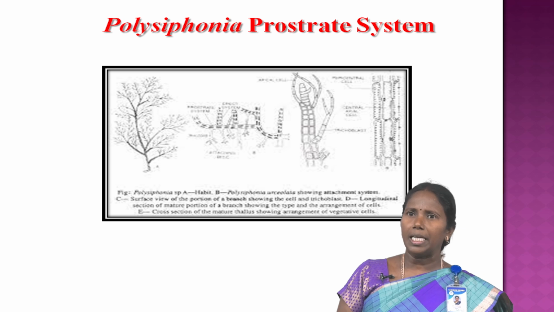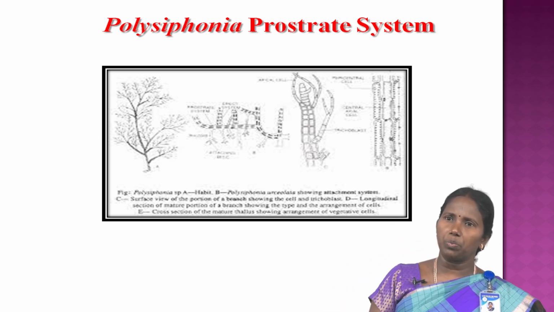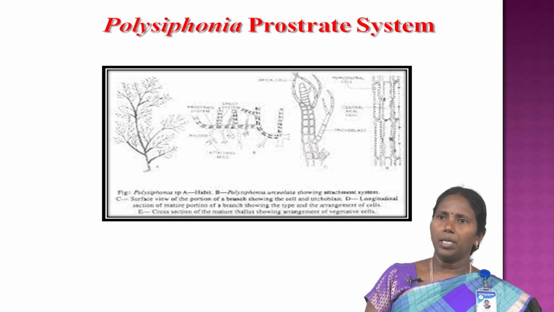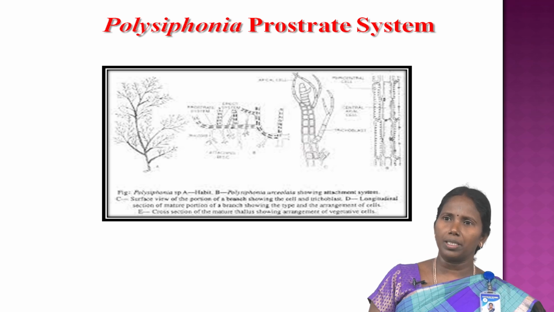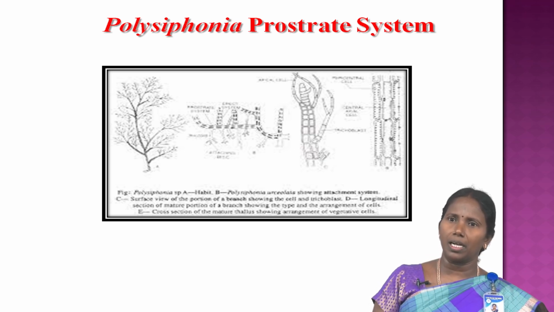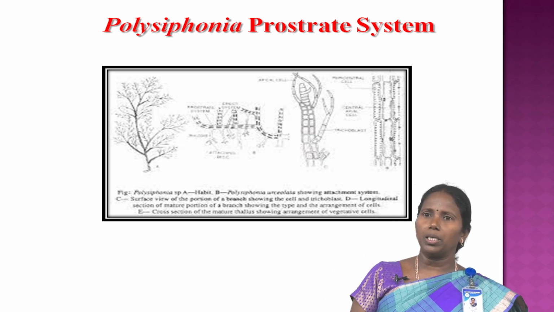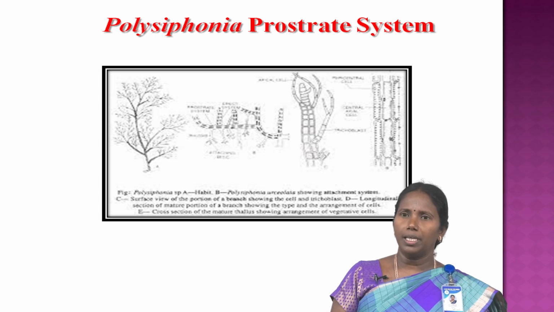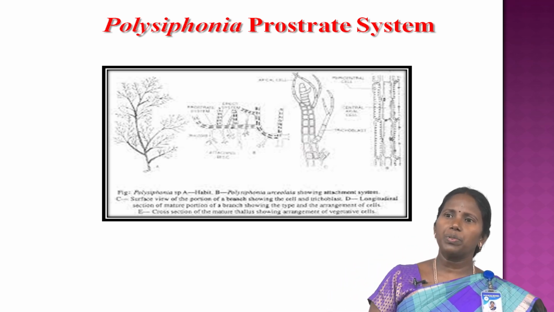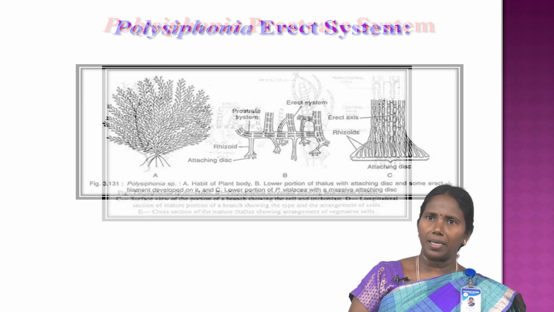Prostrate system: it may be multiaxial and well developed. From the lower side of the prostrate system, many unicellular rhizoids are developed. The rhizoids are lobed at the apex and form the attachment disc. In Polysiphonia elongata and Polysiphonia violacea, the prostrate system is absent and many rhizoids develop from the lowermost cells of the erect system and form a massive attachment disc.